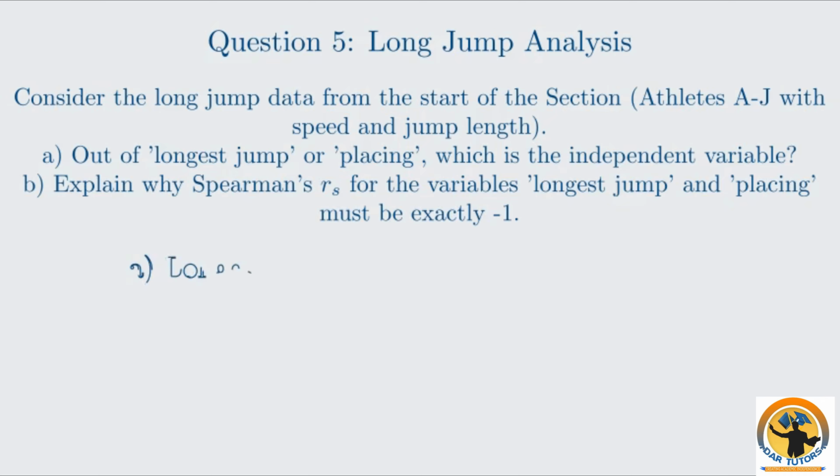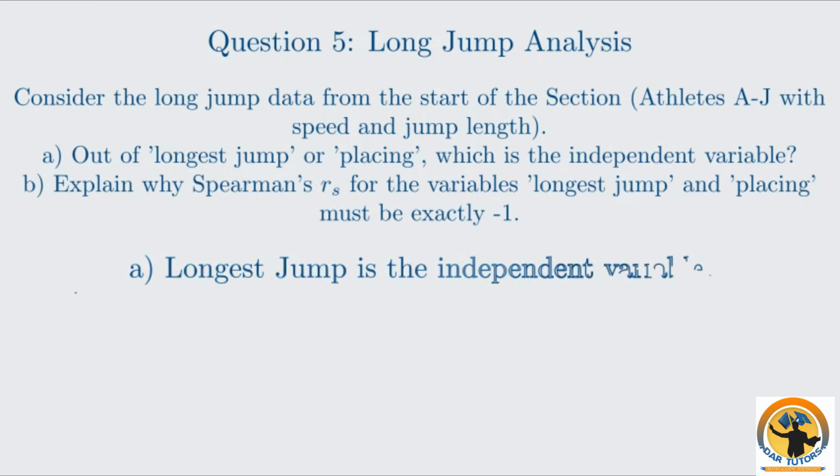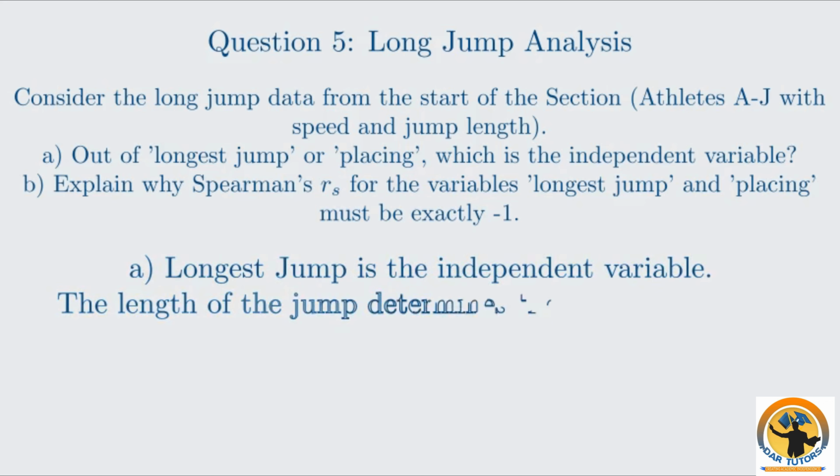For part A, the longest jump is the independent variable. The athlete's performance in the jump determines their placing. An athlete doesn't choose their placing. Their jump length dictates it. So, placing is dependent on the longest jump.